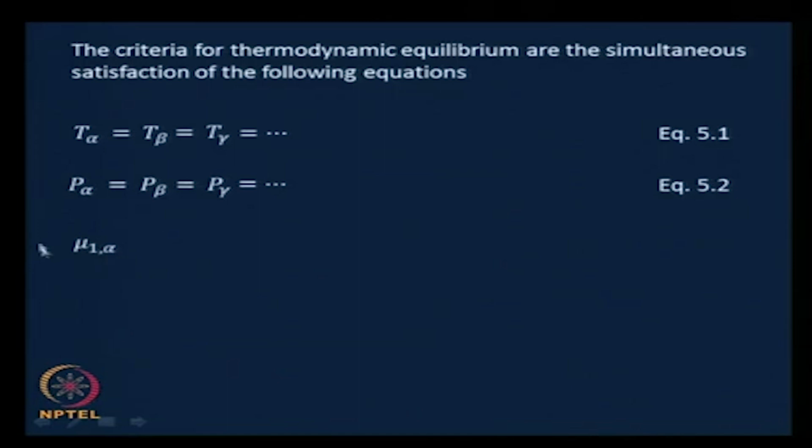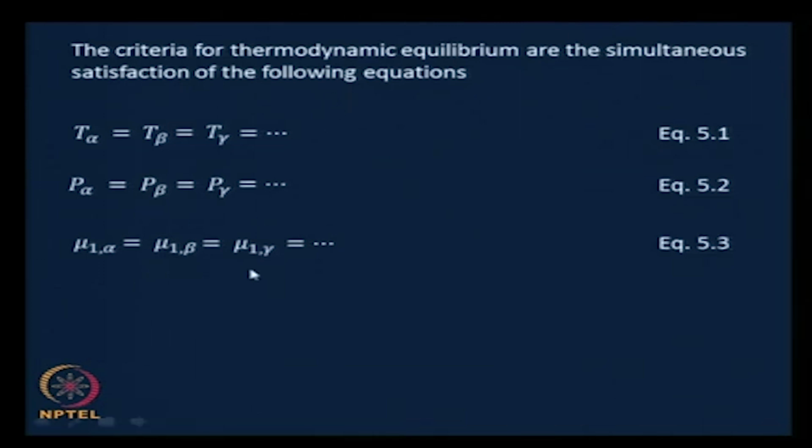Also, remember the chemical potential that we talked about. The chemical potential of component 1 in the alpha phase, note this, we are talking of chemical potential of a certain component, mu 1 comma alpha, must equal the chemical potential of the same component in the beta phase, that must equal the chemical potential of the same component 1 in the gamma phase and so on. In other words, the chemical potential of a certain component must be the same in all the phases that are present at equilibrium. We will call this equation 5.3.